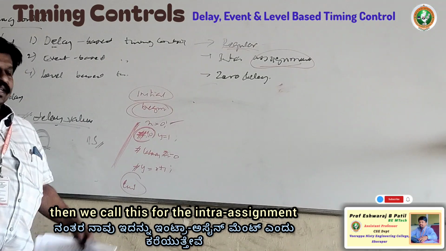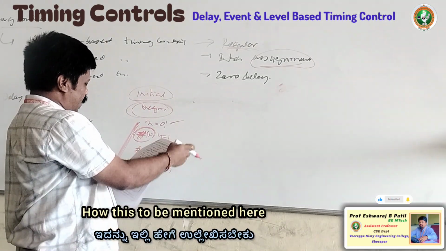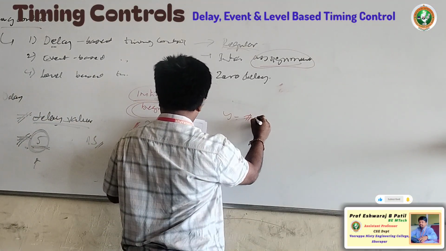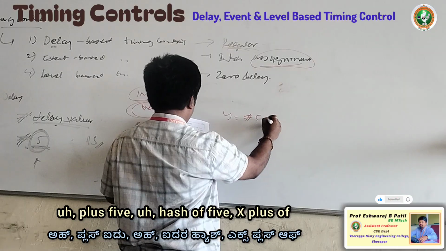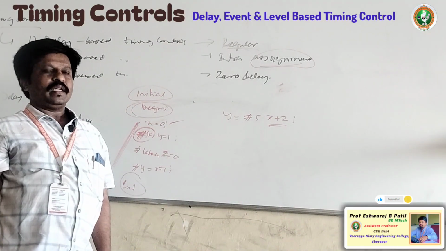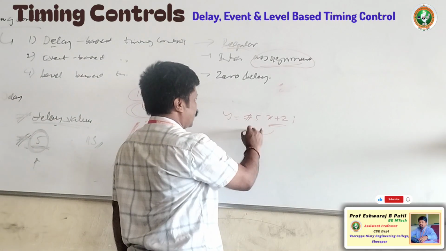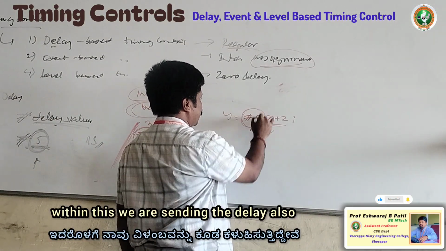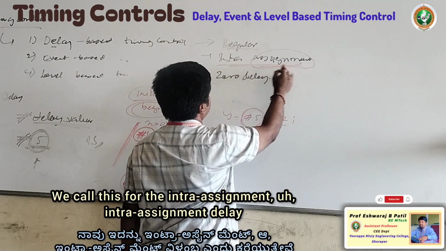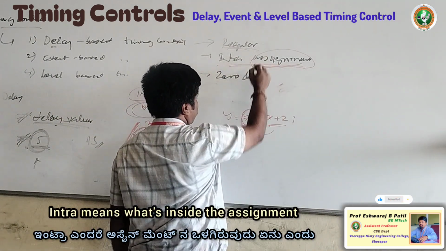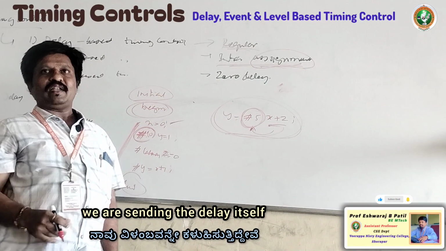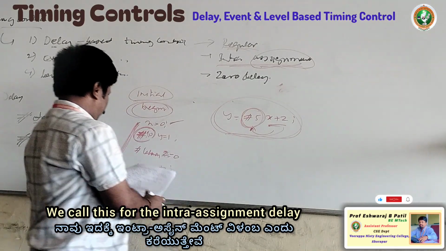If you are using an assignment with a delay value, then we call it the intra assignment delay. How is it mentioned? Y equals to hash of 5, x plus z. X plus z is one assignment statement, and within this we are sending the delay. We call it the intra assignment delay. Intra means inside the assignment: inside this one statement only we are sending the delay itself.